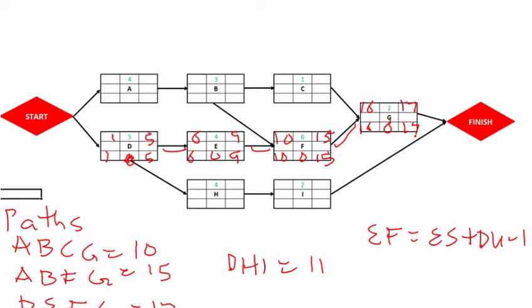The next part to look at is path A, B, F, G. And so we start with day 1, and if this is day 1, this will be 1 plus 4, 5 minus 1, and that is 4.